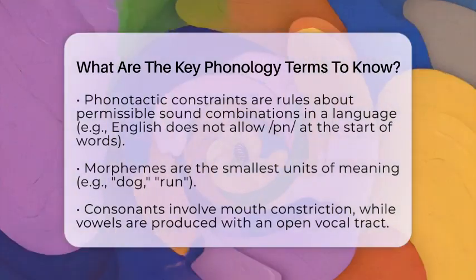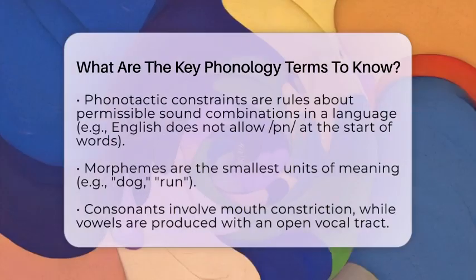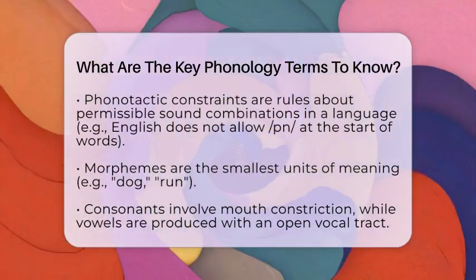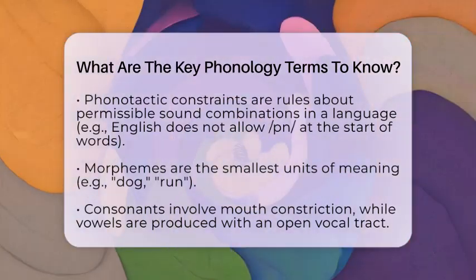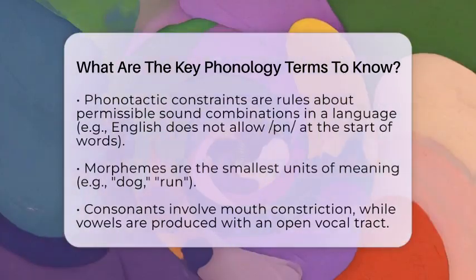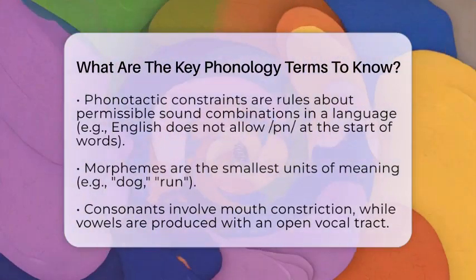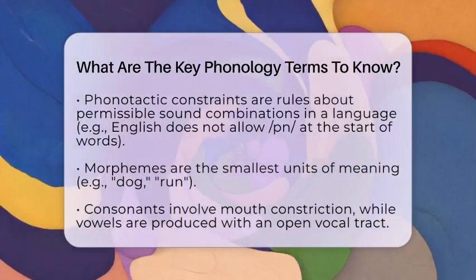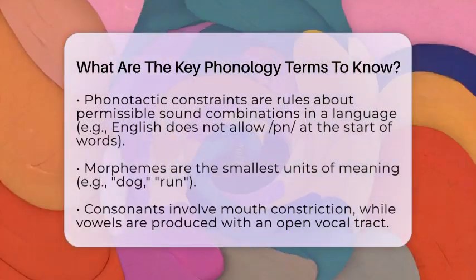Morphemes are the smallest units of meaning, like dog or run. Phonology studies how these units are pronounced in different contexts. Consonants and vowels are the main categories of sounds. Consonants involve some kind of constriction in the mouth, while vowels are produced with an open vocal tract. Tense vowels, like the I in beat, are longer and require more muscle effort, whereas lax vowels, like the short I in bit, are shorter and less tense.